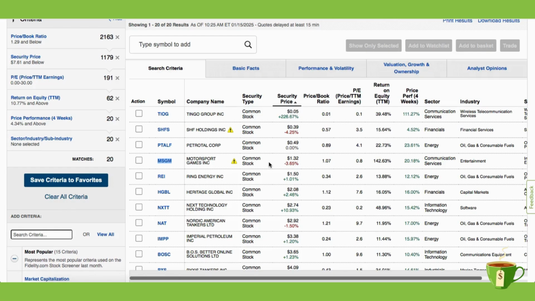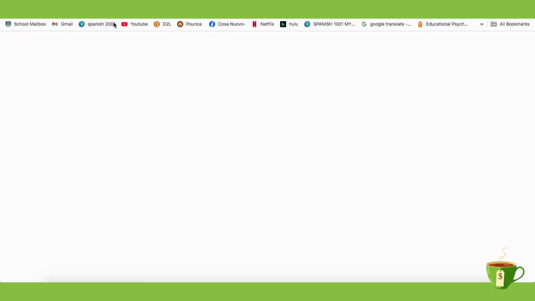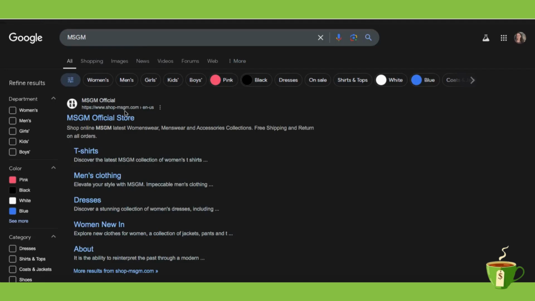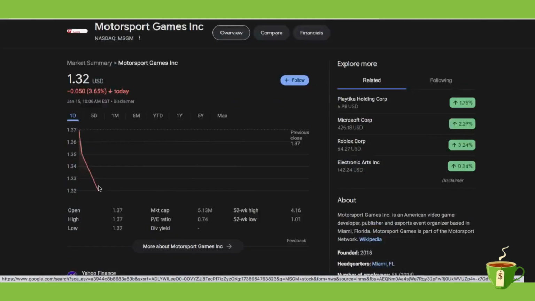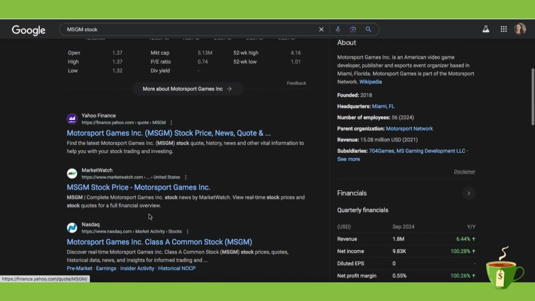So let's look at Motorsport Games. I'm kind of interested. It's trading for 132. Oh, actually. Well, I'm kind of confused. How's their return on equity? Let me see. They have a huge return on equity. Let's check it out.